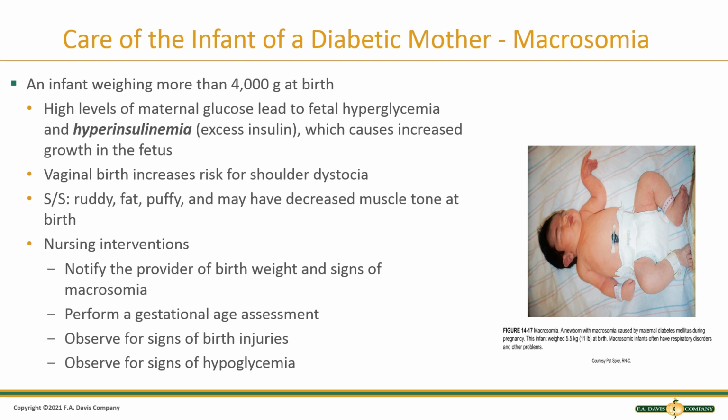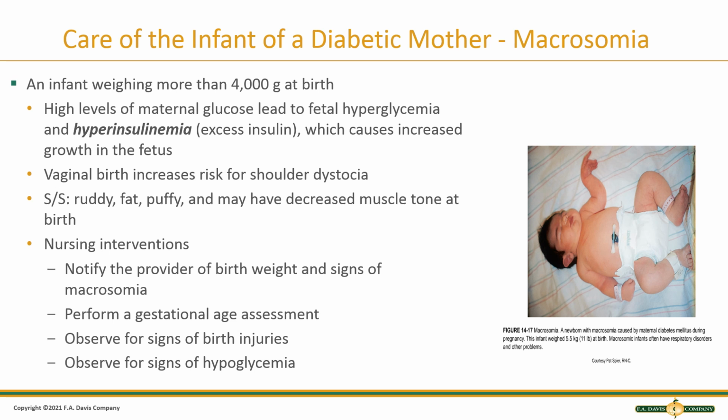Now, we talked about shoulder dystocia if it's a vaginal birth with an LGA baby. And then they look ruddy, they look fat, they look puffy, and they don't always have good muscle tone. So we need to let the provider know. Remember, nurses are usually the first ones that come in contact with these babies. So we need to let the provider know the birth weight and signs of macrosomia, the gestational age, the Ballard needs to be done, birth injuries if they occur, and then hypoglycemia.